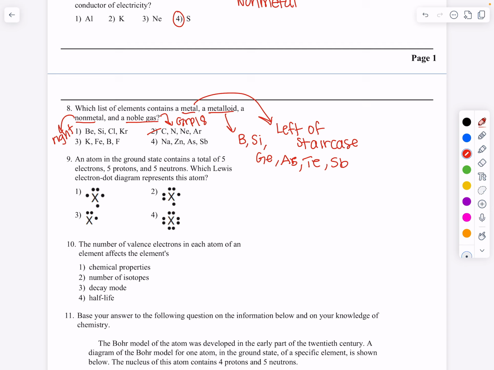So it looks like out of 3 and 4, 1 can only be my answer, right? Because beryllium is a metal, silicon is a metalloid. The other choices do not have a metalloid.